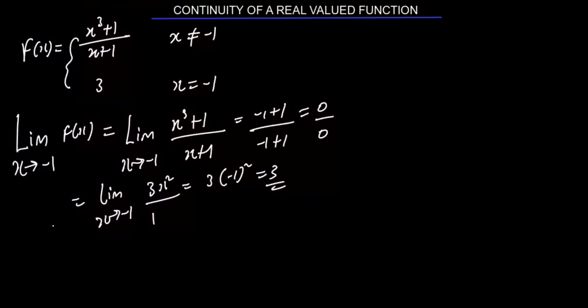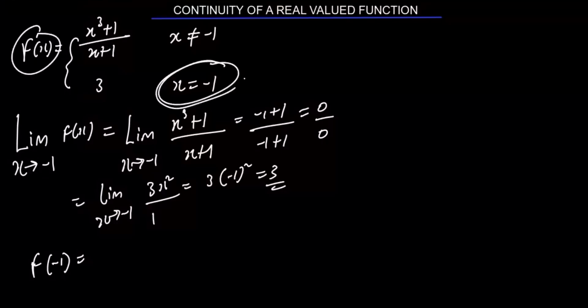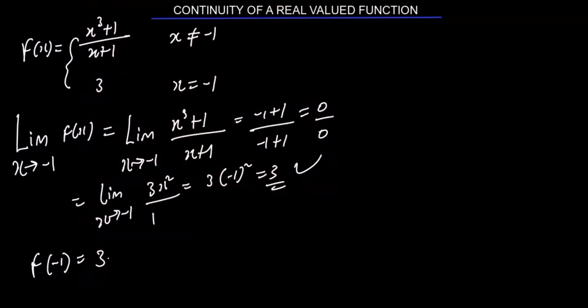Now, what is the value of the function? What is f of -1? Can you tell me what is the value of f of x as x is equal to -1? You can see here they defined it for you. What is the value of f of x at that point? It is equal to 3. So my answer is 3 here. So the limit is equal to f of -1. Therefore, f is continuous. And that is it. So that's how to test for continuity.